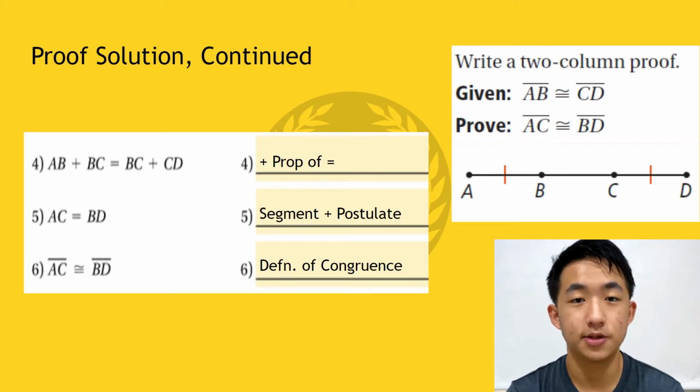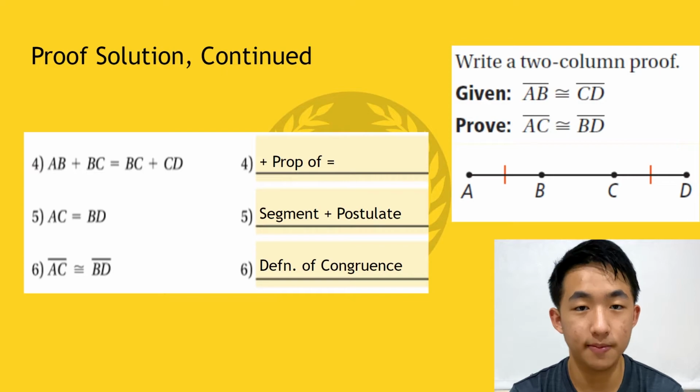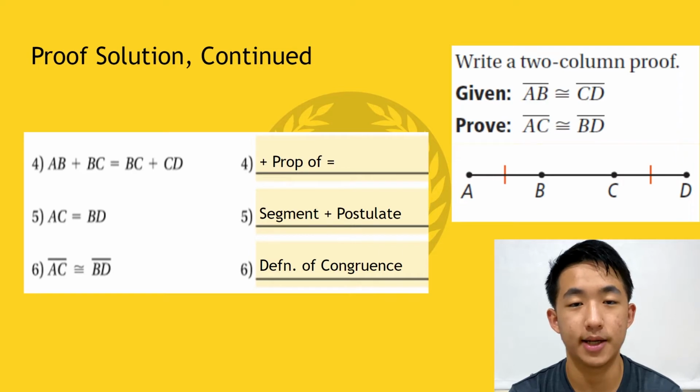Last but not least, use the segment addition postulate to combine the two segments. So AB and BC would just be combined as segment AC, while BC and CD would just be combined as BD. Therefore, our fifth statement is that AC equals BD, and the reason would just be the segment addition postulate.